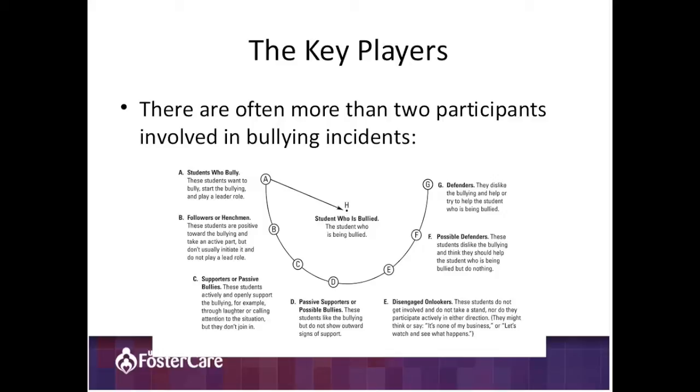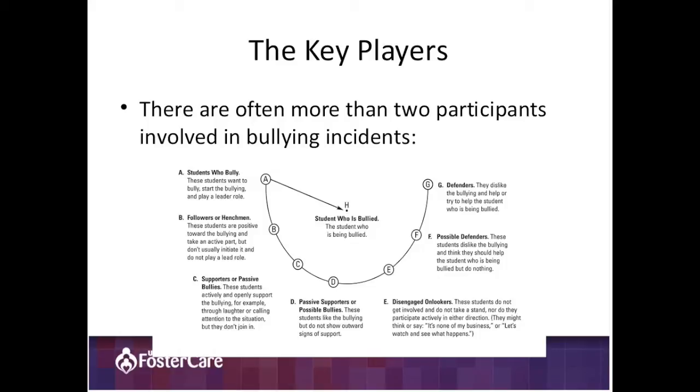So if we move back to the PowerPoint, we're talking about the fact that there are usually more than 2 participants involved in bullying incidents. There's a group of researchers who did a lot of research on bullying in Norway, because long before bullying was studied in the United States, it was studied in European countries, and we were a little late to the game as far as doing research on it. What they found when they were studying bullying in Norway for this particular research project was that there was definitely more than 1 participant involved in every bullying incident.